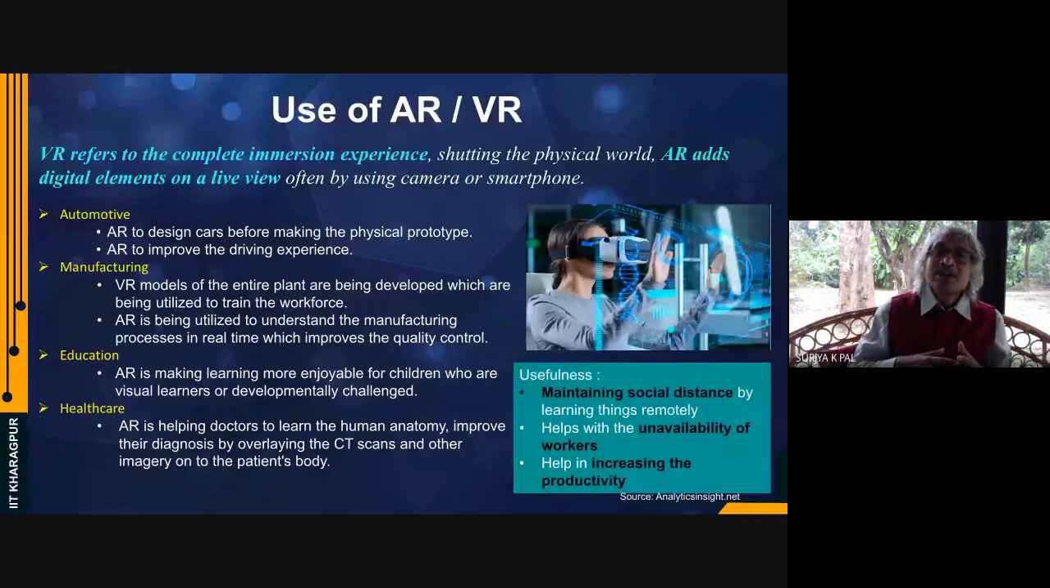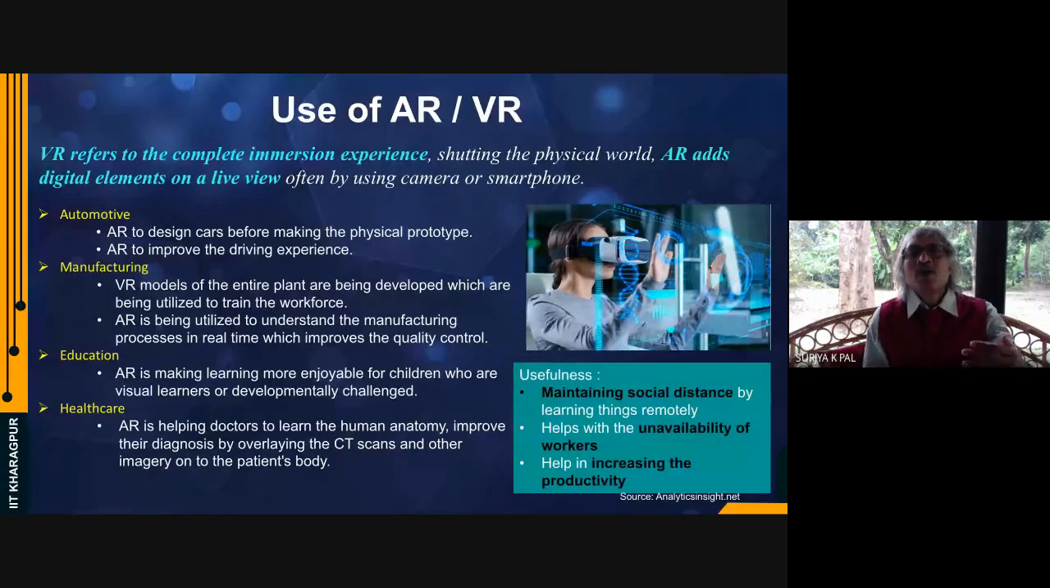So instead of creating the complete physical model of a car and then running it on different roads to feel the actual driving experience physically, you can get it done through virtual reality.